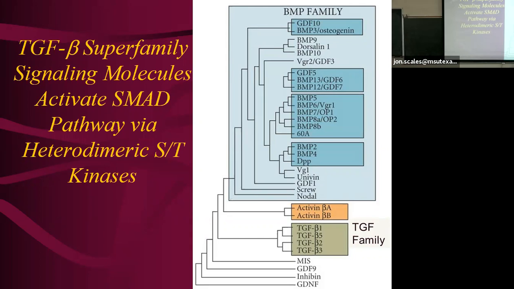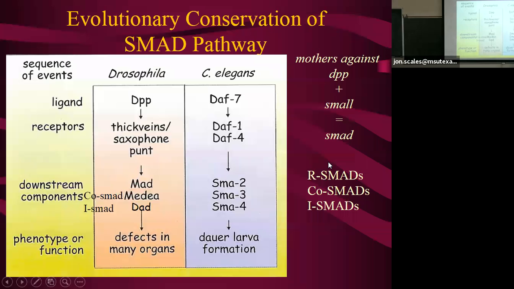So you can roughly subdivide it into TGFs and BMPs, and then the TGFs can be divided into TGF and activin. And the BMPs have a lot of different names. BMP means bone morphogenetic protein. They do a lot more than bone, okay? You can also see that there are lots of them: 7, 8A, 8B, 6, 5, 12, 13. They have lots of different names, numbers go along with them.